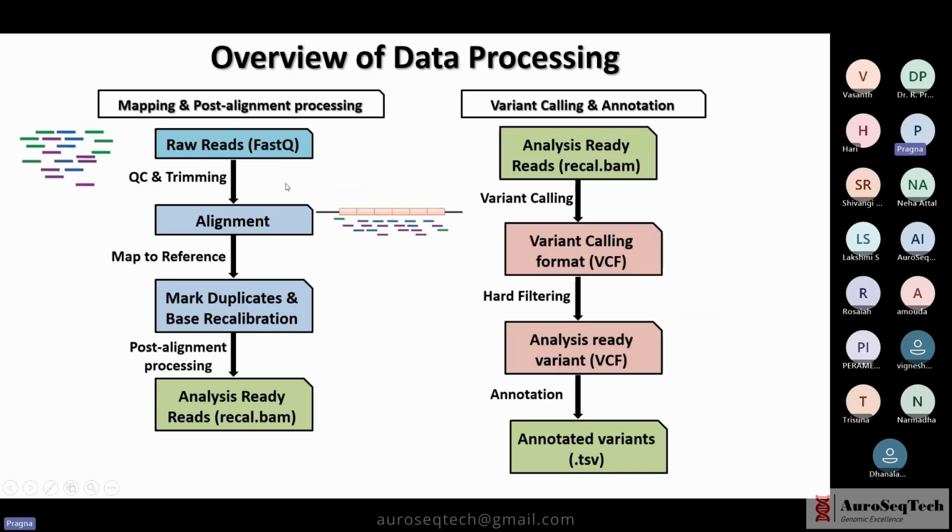What is a quality score? What is a correct quality score? Everything we will see in tomorrow's session. Now we have the raw reads. The first thing we do once we have the raw reads is quality checking. We check the quality of the reads, and trimming is also done. Why is trimming done? Any question? So quality checking and trimming is the first step once we have the raw reads.